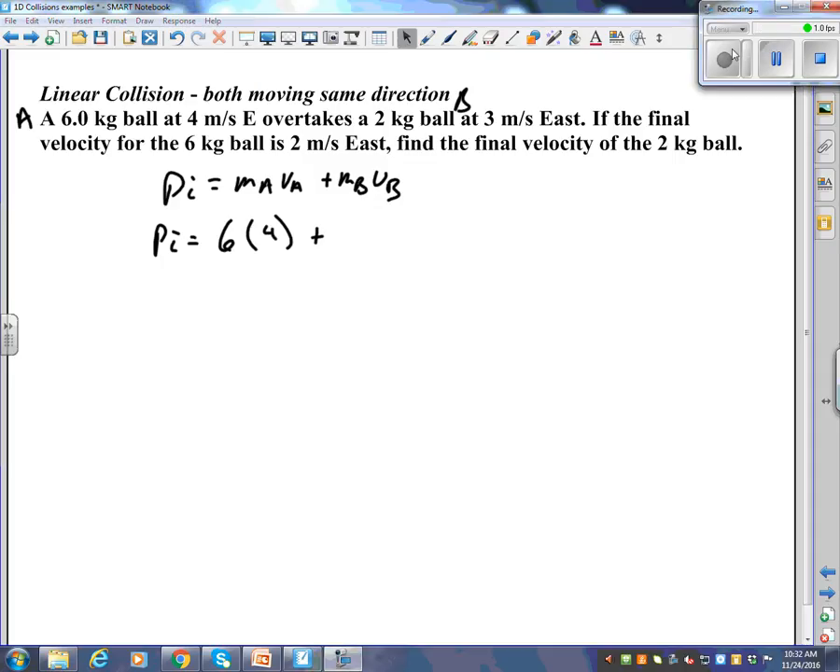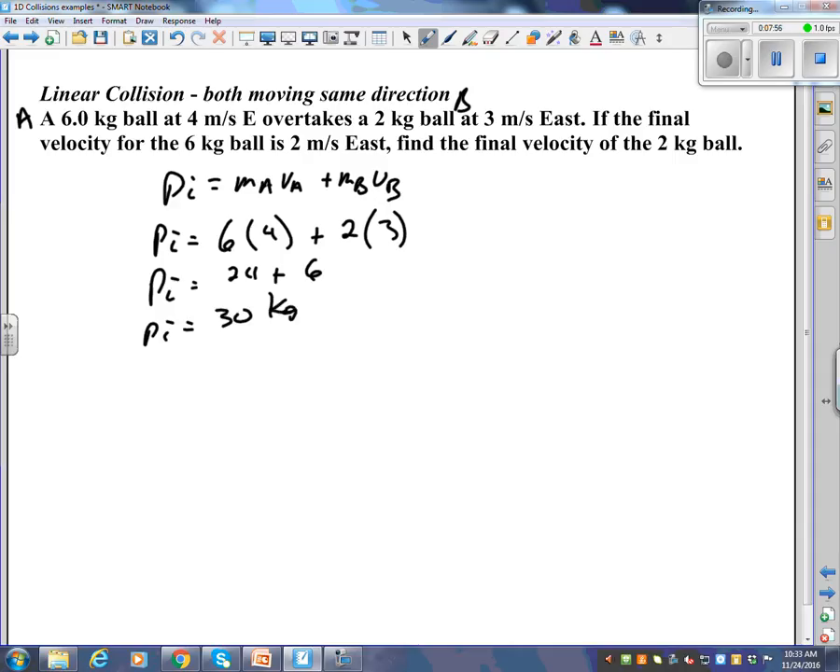Mass of B is 2, and the velocity of B is 3. So what's different here? Before it was 0. So we got 24 plus 6, or 30 kilogram meters per second.